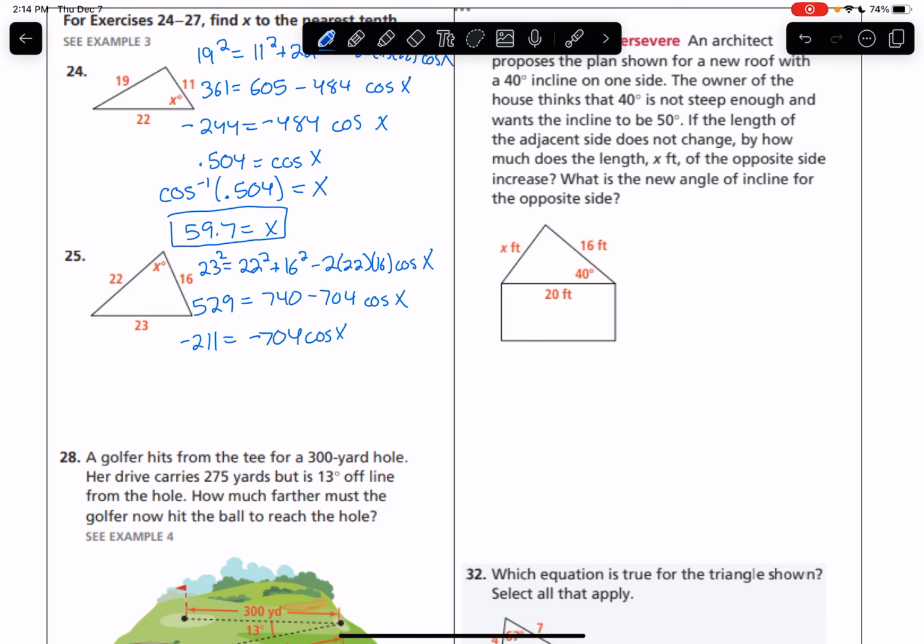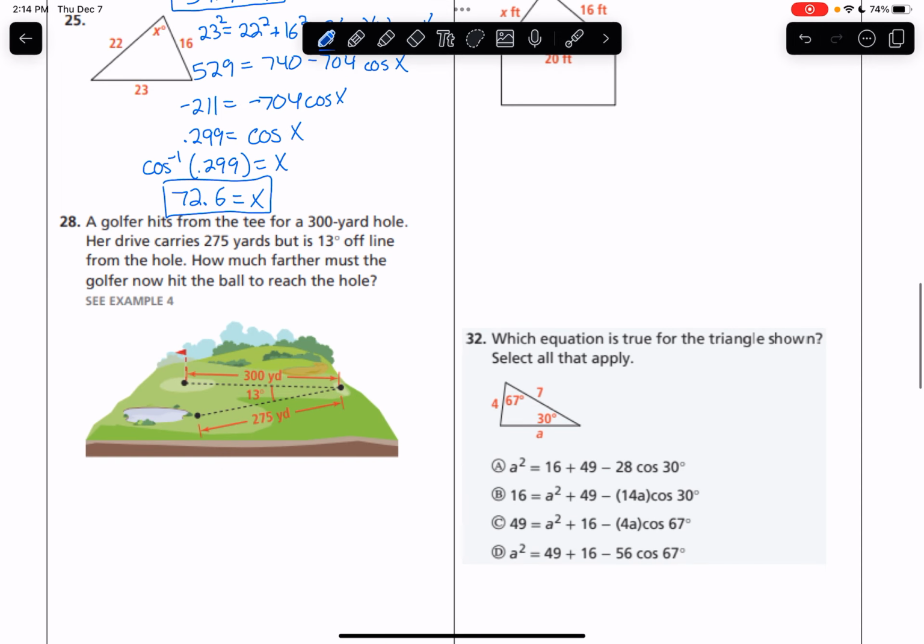Divide both sides by negative 704 and we get 0.299 is equal to the cosine of x. Take the inverse cosine of both sides, and that is going to give you 72.6 equals x. There you go.